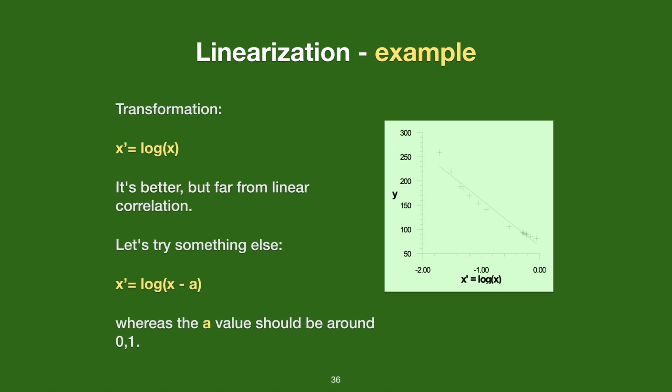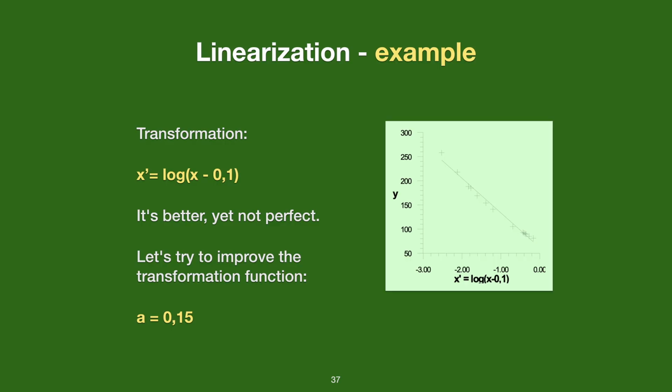After applying the transformation x prime equals log of x, the result is better, but still far from truly linear. So the slide proposes a second attempt, x prime equals log of x minus a, with a somewhere around 0.1, and this is a very realistic chemometric moment. The first transformation improves the relation, but not enough. So we refine the model rather than pretending success too early, which is a very scientific habit, and also an excellent cure for overconfidence.